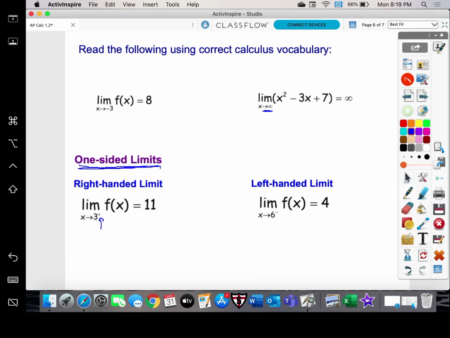If we want a left-handed limit, now we have this negative sign up in the exponent, that means from the left. I always remember it because the negative numbers are to the left and positive numbers tend to be towards the right. So when those positives and negatives are like exponents behind, they really just mean from the left and from the right.